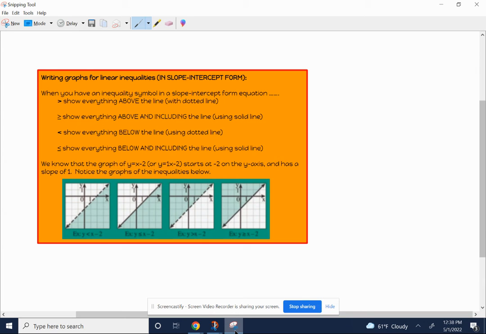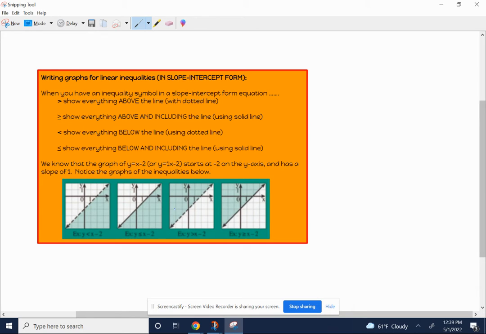This lesson is over graphing or recognizing graphs of linear inequalities. We've been working with linear equations all year. Remember the slope is in front of the x and the y-intercept is at the end, in the form y equals mx plus b. Next year you're going to be working with linear inequalities. The only thing different is you're going to see an inequality symbol.